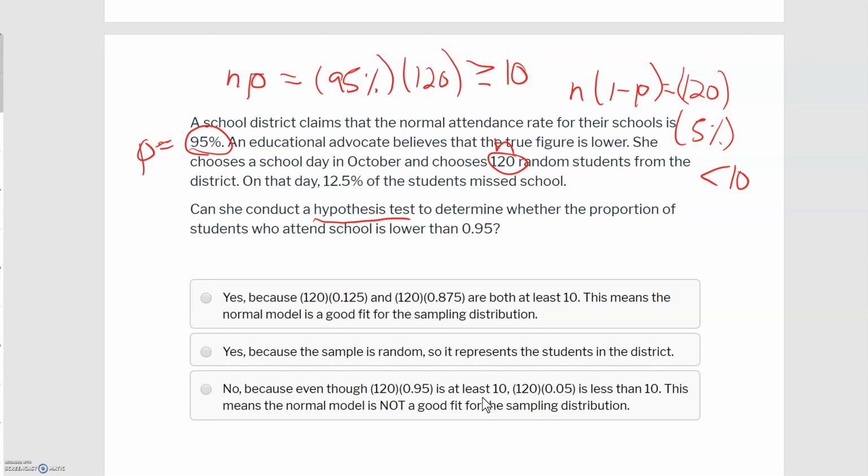So in this case, it is tricky. You want to use this number, but we can't. That's actually what showed up on that day in terms of absenteeism. The number we have to use is this one. And this is why you can't run the test, because this number is less than 10.